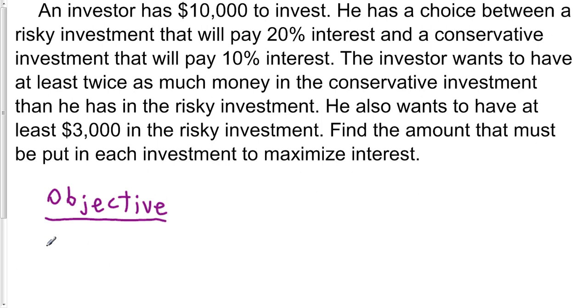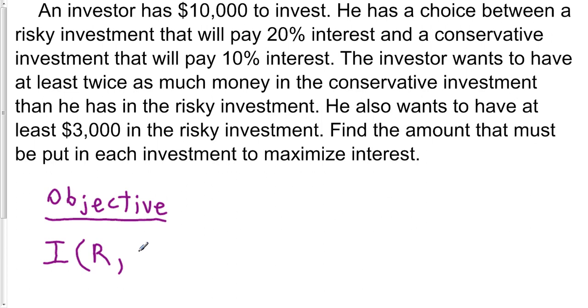Well, the interest that this person earns, I'm going to call I. I is a function of the amount of money that I put into the 20% investment and the amount of money that I put into the 10% investment. So I am going to also make variables, these are the independent variables of those two amounts. The first amount, the amount I put into the 20% investment, I'm going to call that R. So R represents the amount of money in the risky investment.